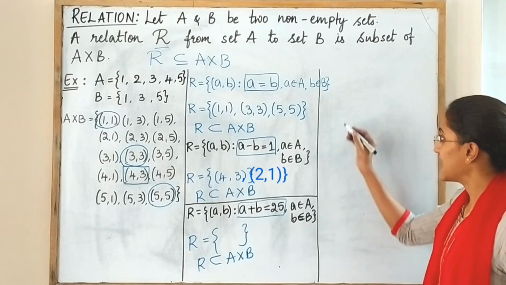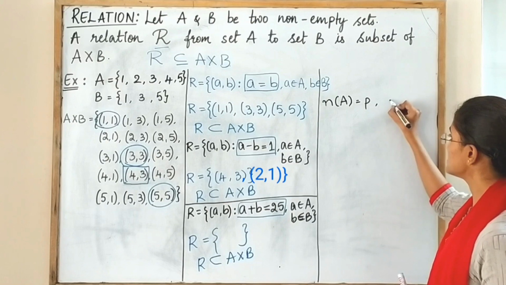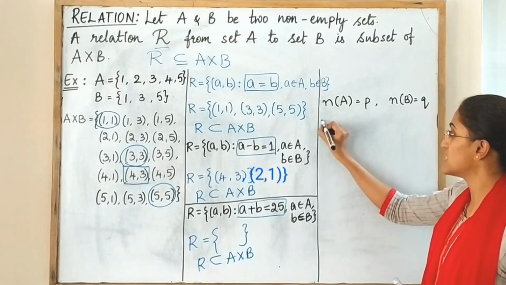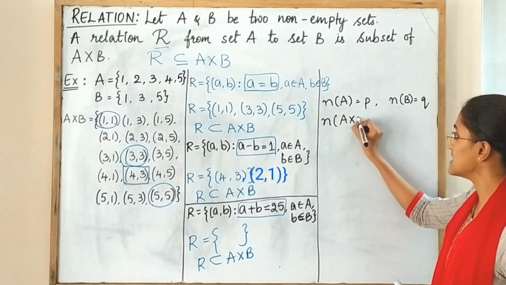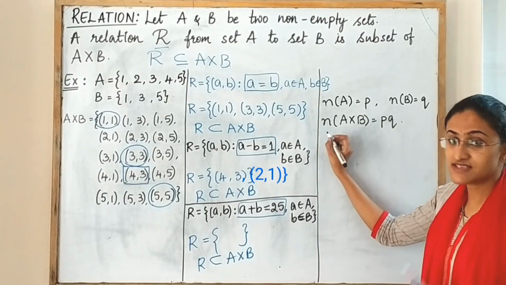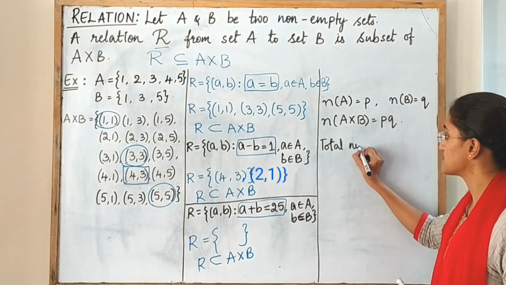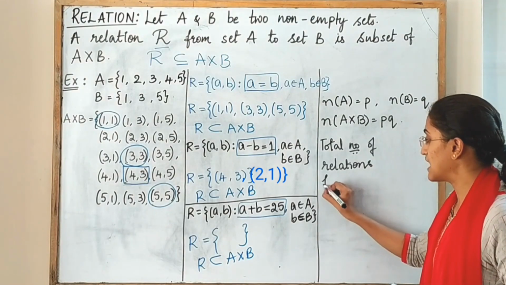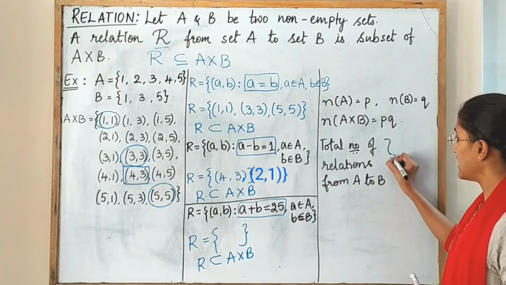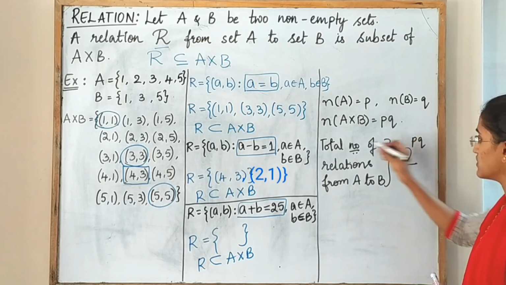Also remember that if n(A) contains P elements and n(B) contains Q elements, we already know that the number of elements in the Cartesian product will be P times Q, and from this you can tell that the total number of relations from set A to set B is equal to 2 to the power of P times Q.